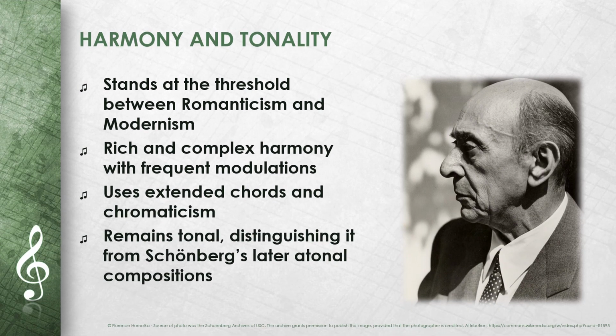Schoenberg's Verklärte Nacht stands on the threshold between Romanticism and modernism. The harmony is rich and complex, with frequent modulations. Schoenberg uses extended chords and chromaticism to express the emotional depth of the poem. Nevertheless, the work remains tonal, which distinguishes it from Schoenberg's later atonal compositions. This harmony gives the work a unique timbre.